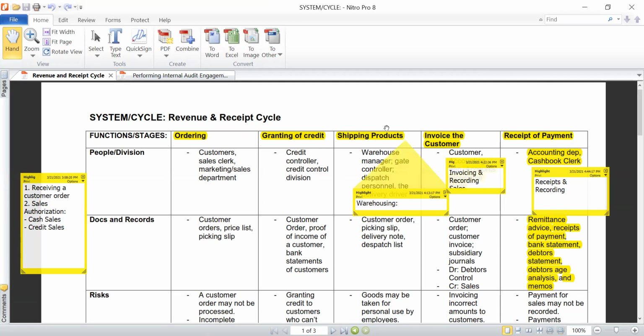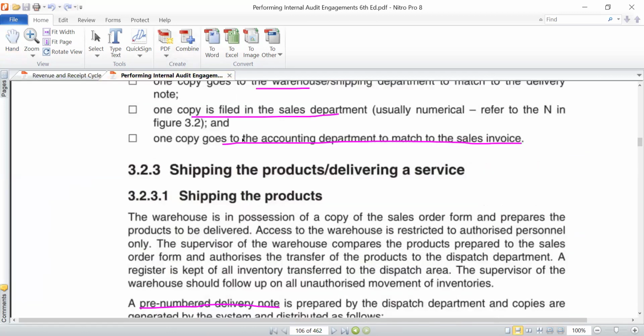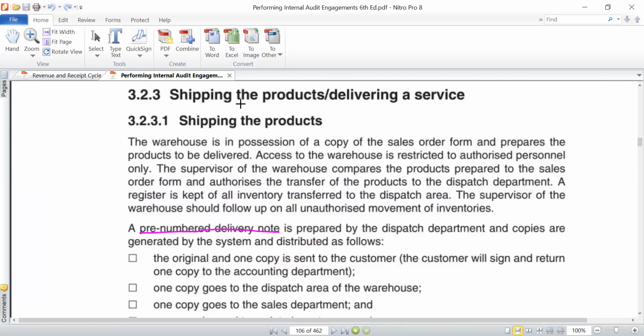Third stage deals with shipping of products. Now, shipping of products is the same thing as delivering, depending, of course, on the type of service you're offering.